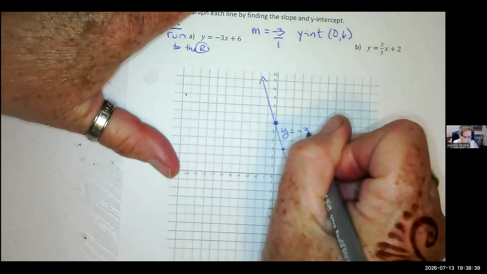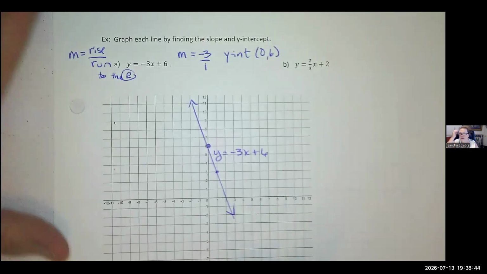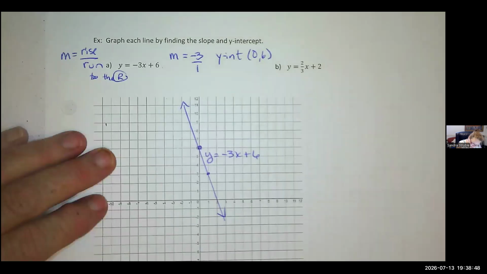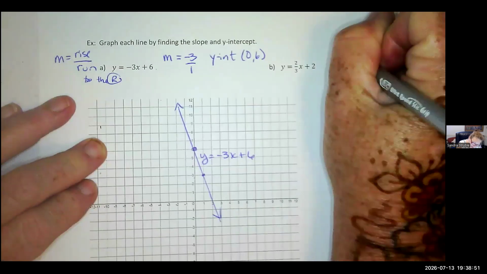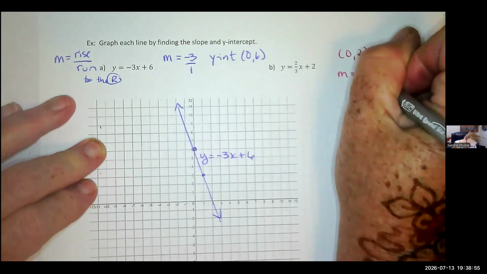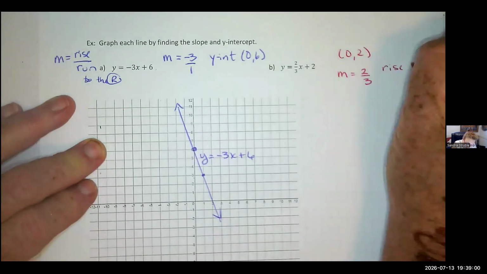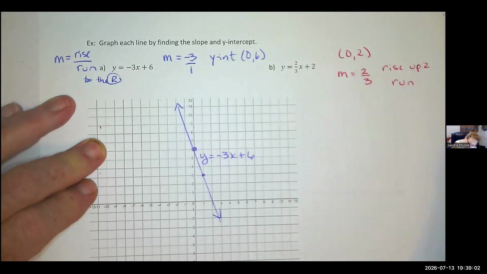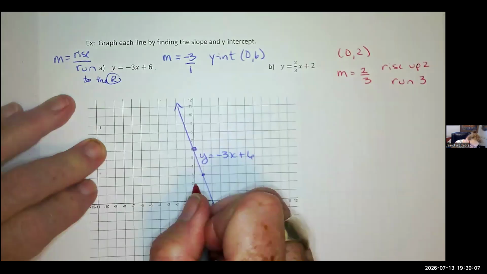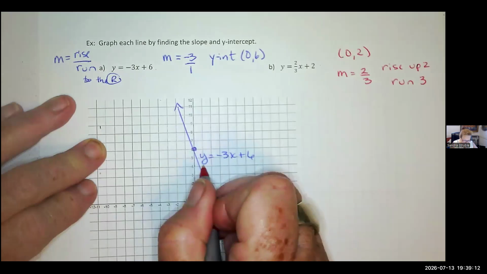Okay, the next one, I would like for you to pause the video and attempt it yourself. Okay, our y-intercept is 2, so (0, 2) is my y-intercept, and then my slope looks like 2/3. So I'm going to rise, I'm going to go up 2, and then I'm going to run always to the right 3. Starting with (0, 2), there's my y-intercept. I'm going to rise 2 and then run 3. 1, 2, 3. Place my point, draw my line.